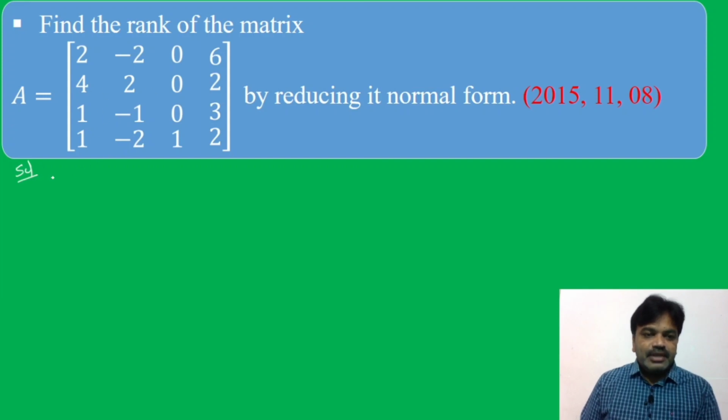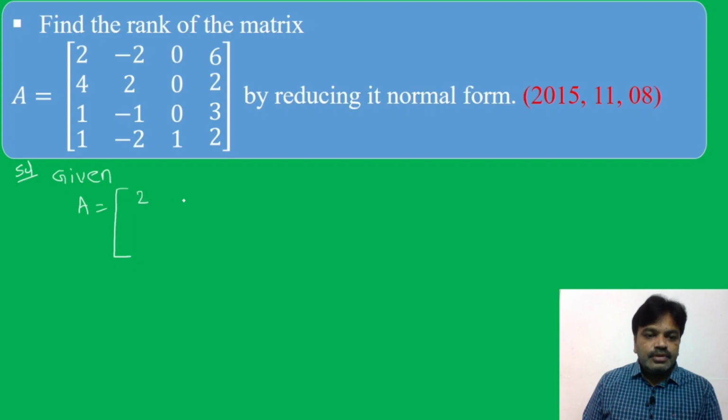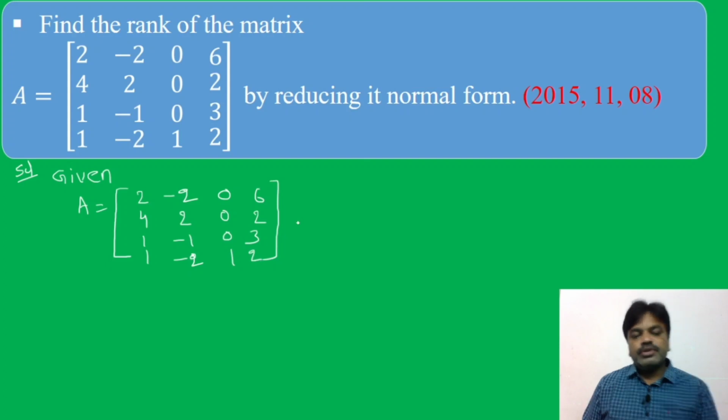First you write the given matrix, A equal to 2 minus 2 0 6, 4 2 0 2, 1 minus 1 0 3, 1 minus 2 1 2. Now I observe here the third row's first element is 1.